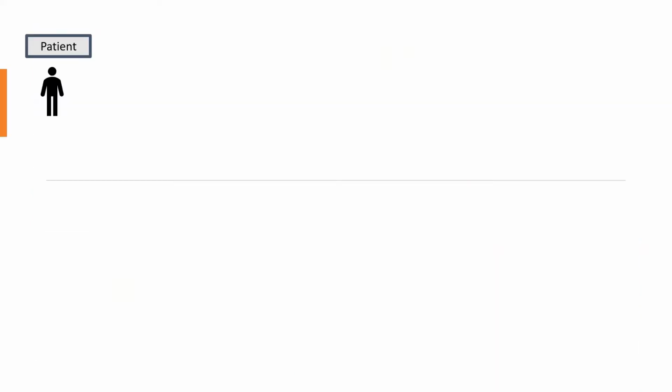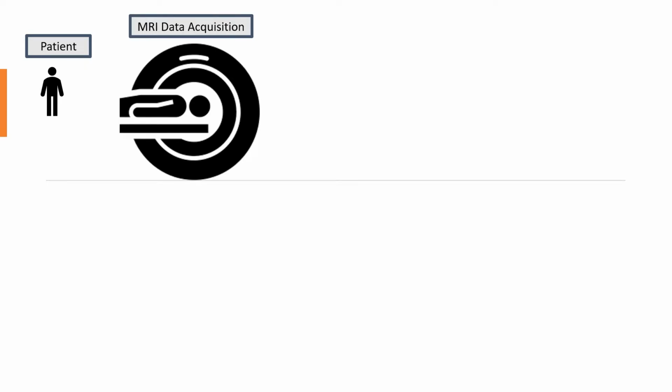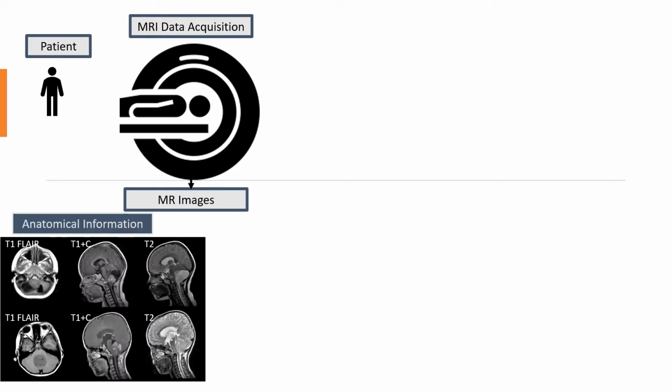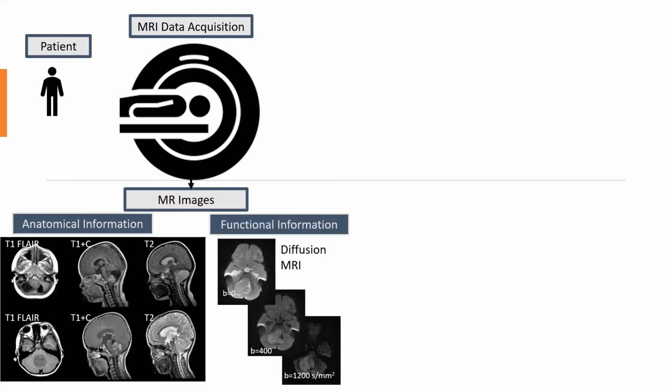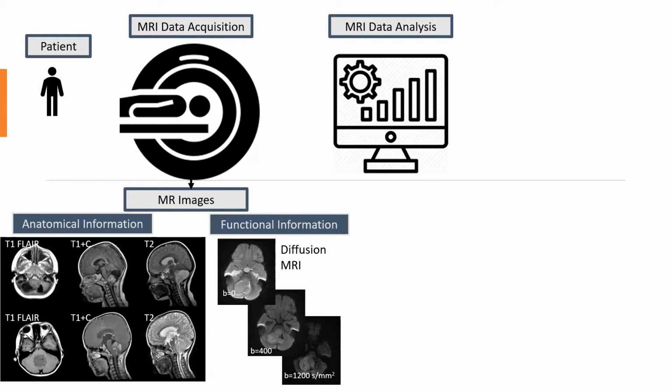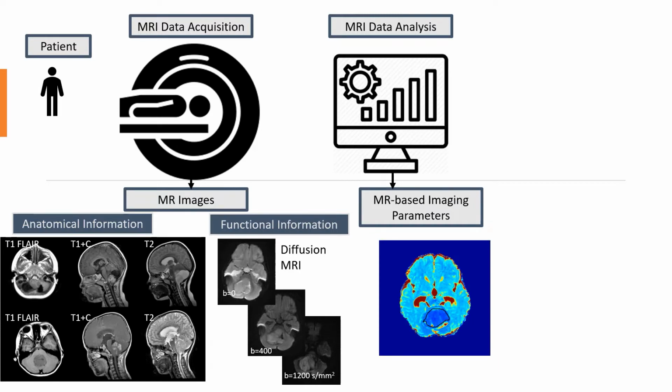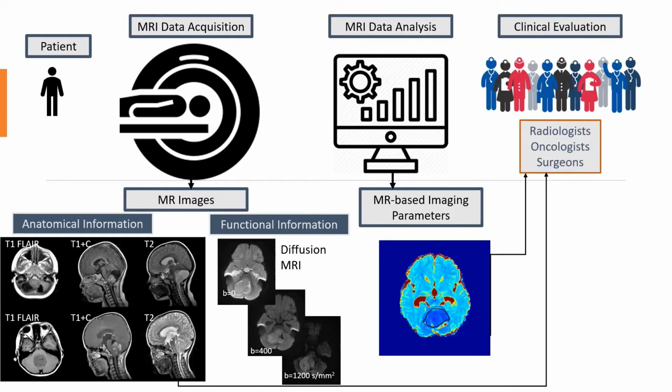MRI is a technique that uses a powerful magnet and radio waves to create detailed images of the internal body structures. The first step in this pipeline is MRI data acquisition, which produces a set of MR images, either anatomical images that the radiologist can interpret directly, or other types of images based on more advanced MRI techniques that have functional information, such as diffusion MRI. Unlike the anatomical ones, these types of images need to go through an additional step for MRI data analysis to produce MR-based imaging parameters. These images are then evaluated by a team of clinicians who make important clinical decisions.